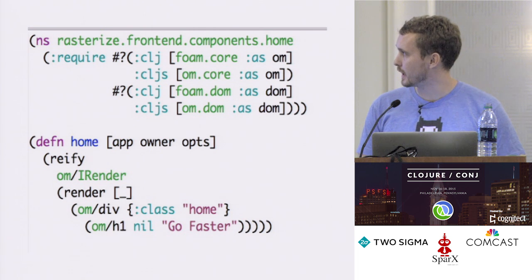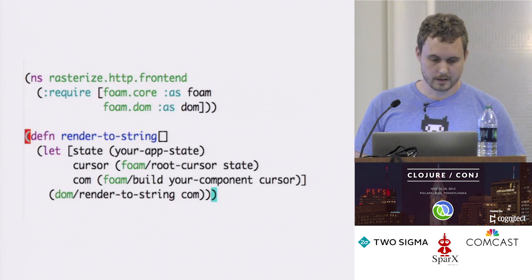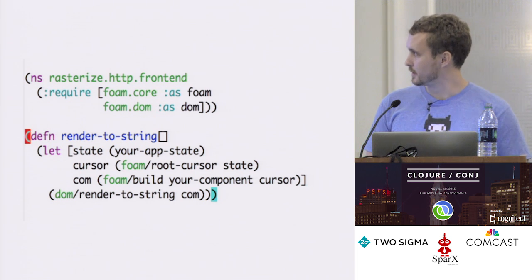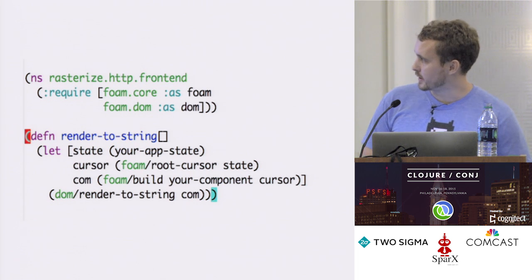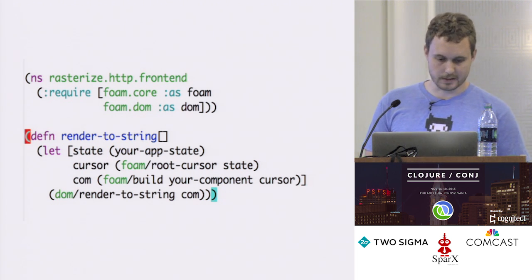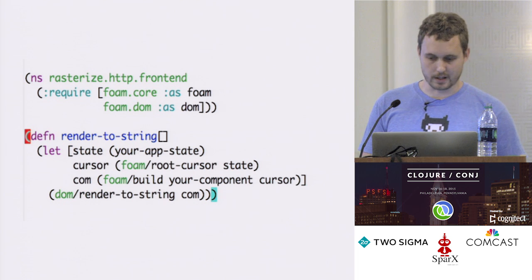So how do we do server-side rendering with this? Well, it looks like pretty much the same code as earlier. So now this is Clojure code. Now we're creating our app state and our root cursor and building our component all in Clojure and then calling render to string on it.